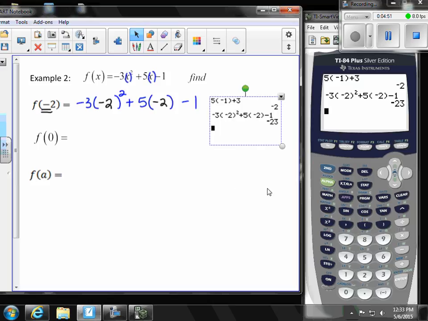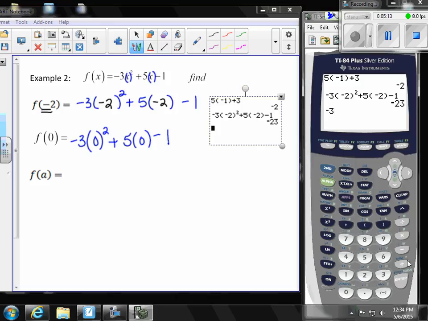I can do the same thing for the next line. Instead of plugging in negative 2, I can type in 0. Negative 3 parentheses 0 squared plus 5 parentheses 0 minus 1. And again, I can do that on the calculator. Negative 3 parentheses 0 parentheses squared plus 5 parentheses 0 parentheses minus 1. And my calculator tells me now the answer is negative 1.